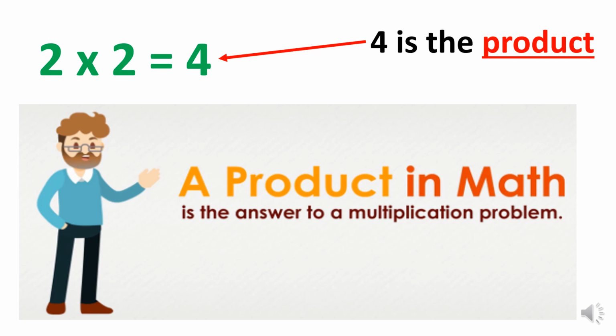So in this multiplication sentence, 2 times 2 equals 4. 4 is the product. Can you say that word? Product.